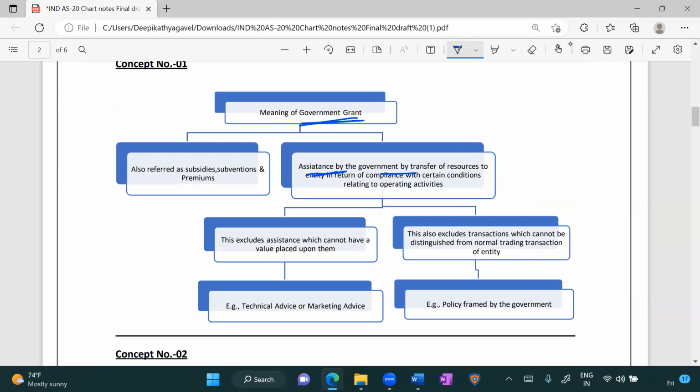Let's suppose the government gives you a grant of 50 lakhs and it says that you need to set up your industry, let's say in a backward area, right? So what does it say? Government will transfer resources to you, in return of some compliance. You need to comply with certain conditions that the government has put forward, which is related to your operating activity, right? That is what is known as government grant. Assistance by government by transfer of resources to the entity in return of some compliance with certain conditions relating to the operating activities.